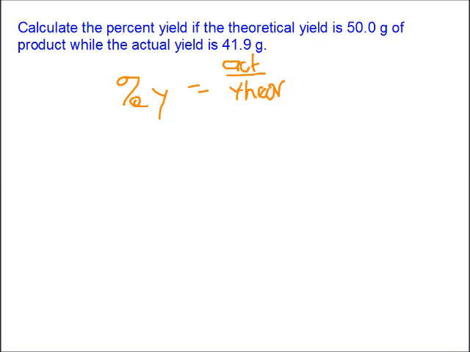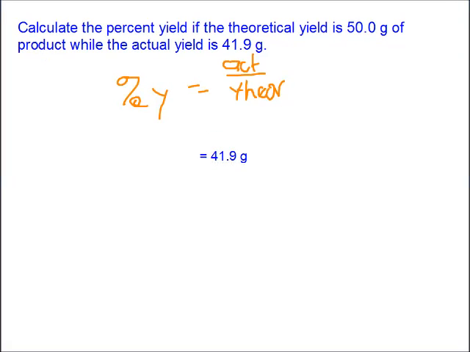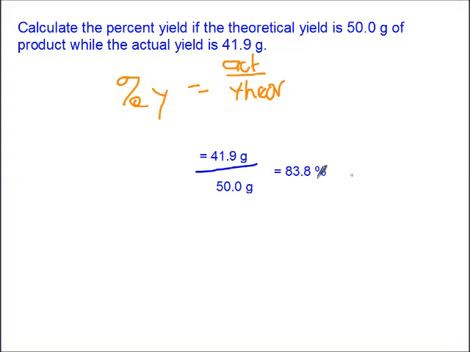Okay, so I'm going to do this. Percent yield is going to equal my 41.9 grams, which is the actual. I'm going to divide that by my theoretical. When I did my stoichiometry, it said I should make 50 grams, and that's going to equal, of course, times 100 to get to percentage, 83.8% would be the percent yield.